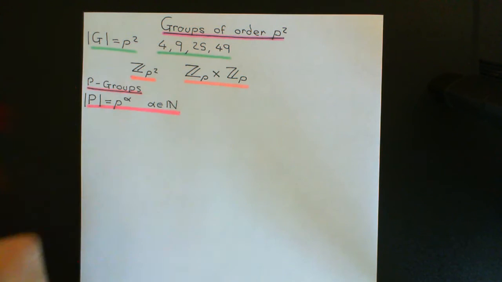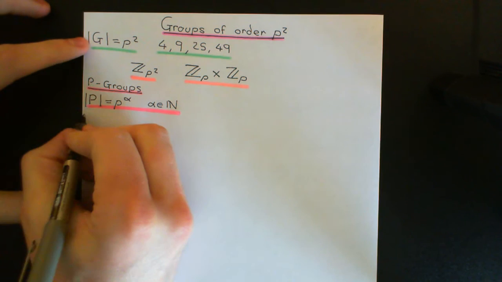Of course, if I've got a group of order p squared, that is a p-group, but this theorem is more general. It works for p cubed, p to the power of 4, p to the power of 5, so that's why I'm stating this definition of p-groups, because the theorem that I'm about to give applies for arbitrary p-groups, but we're of course going to apply it to groups of order p squared.